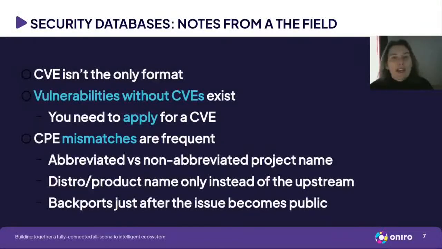Then in the NVD databases, we quite often have mismatches for the product names. We have abbreviated or not abbreviated project names. We have the distro name used as the only product name and not the upstream project. And we have a lot of movement just after the issue becomes public, because, for example, we may have a backport to a stable release that is not yet included in the affected or non-affected products. The databases are useful, but they do have their limitations.